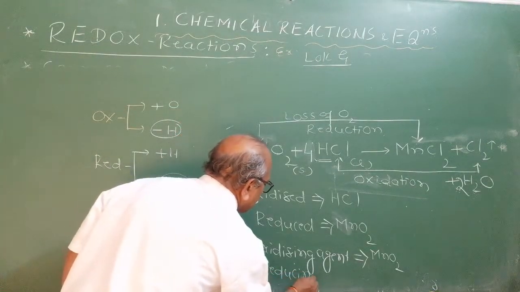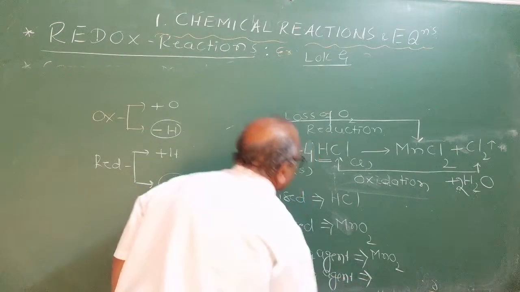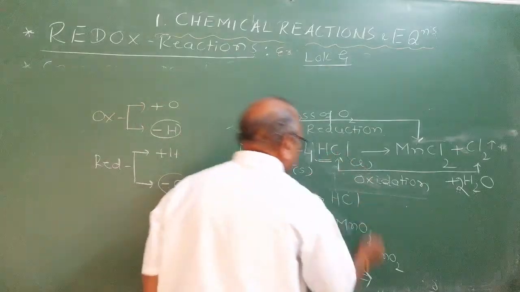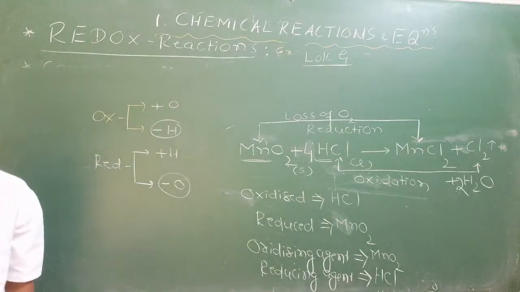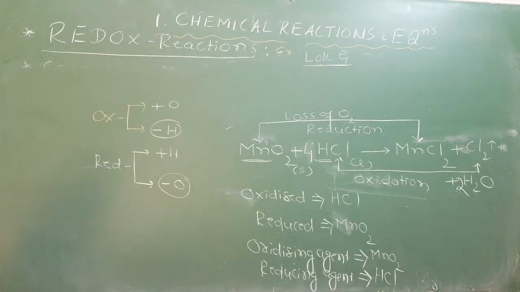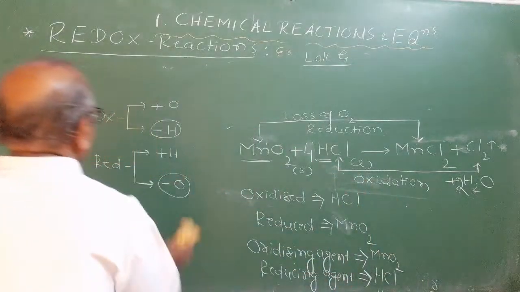And what is the reducing agent? Reducing agent itself undergoes what? Itself undergoes oxidation. Which is undergoing oxidation? HCl. Therefore, you can directly say that reducing agent is HCl. I hope the things are clear to you. Oxidized substance is HCl, reduced substance is MnO2, oxidizing agent is MnO2, reducing agent is HCl. I hope you understood. I'll give another example.